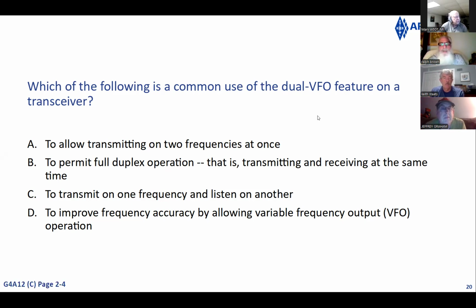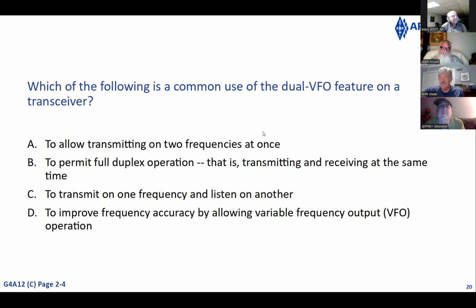Yep. C. It's B. See, it's B, duplexing. I asked about that. No one had an answer. That's what I read in the book. That's what's called duplexing. Yeah, but that's not the answer. You see, C is the answer. To transmit on 1 frequency and listen on another. They threw that in there to fool me. Yep, they did.